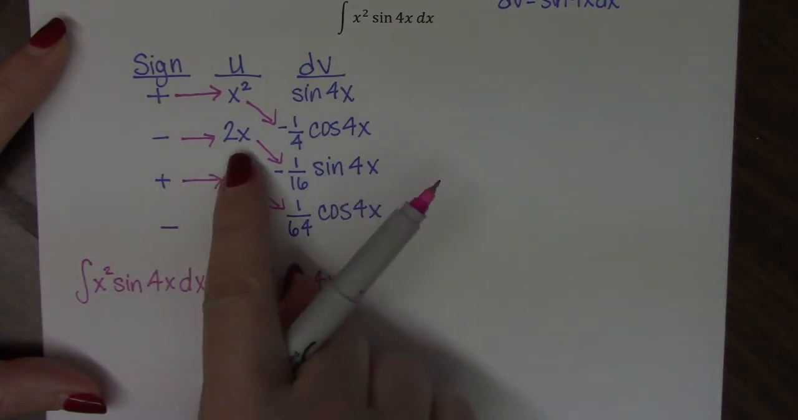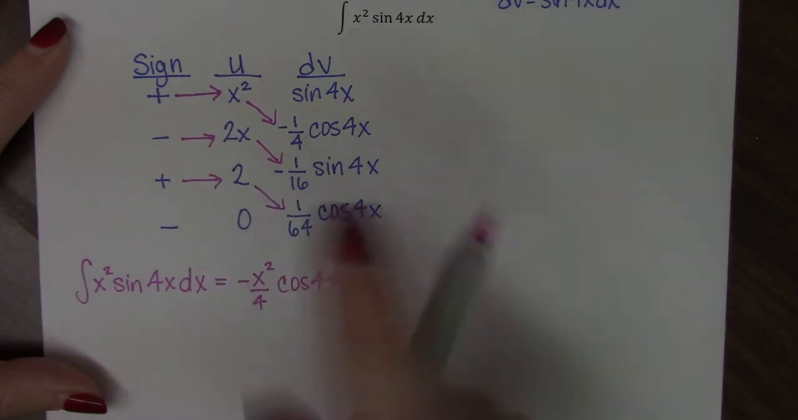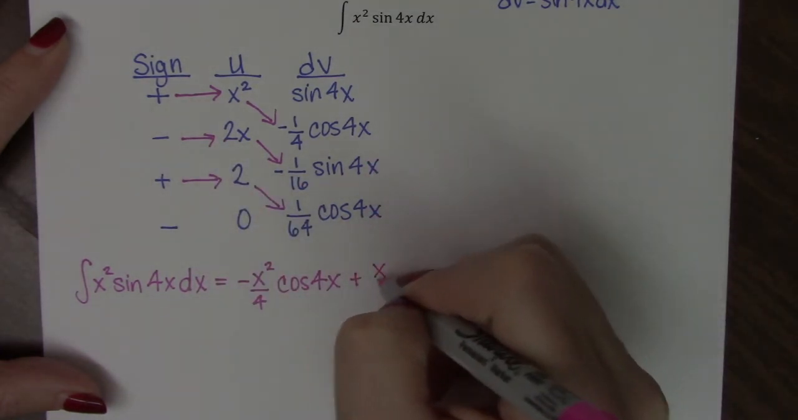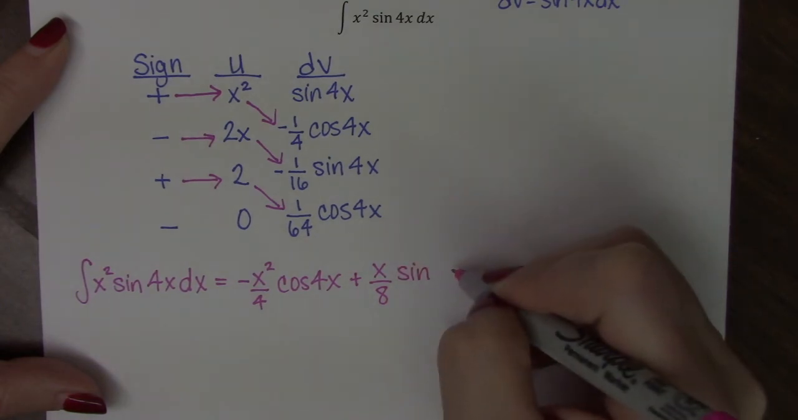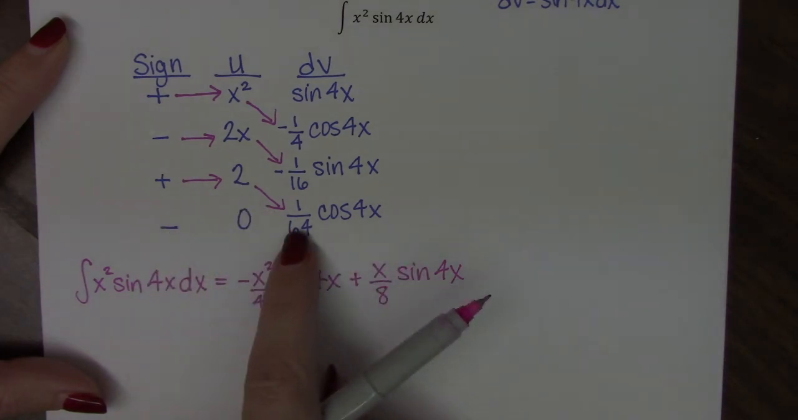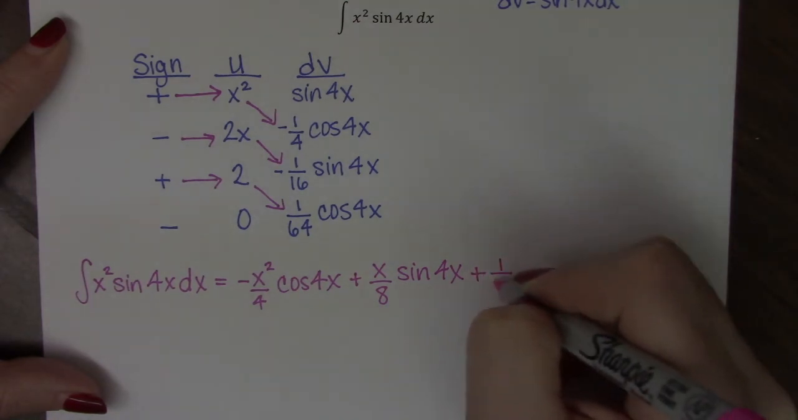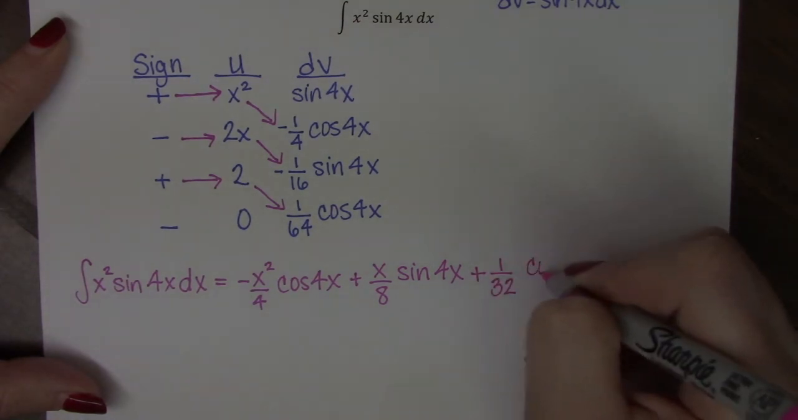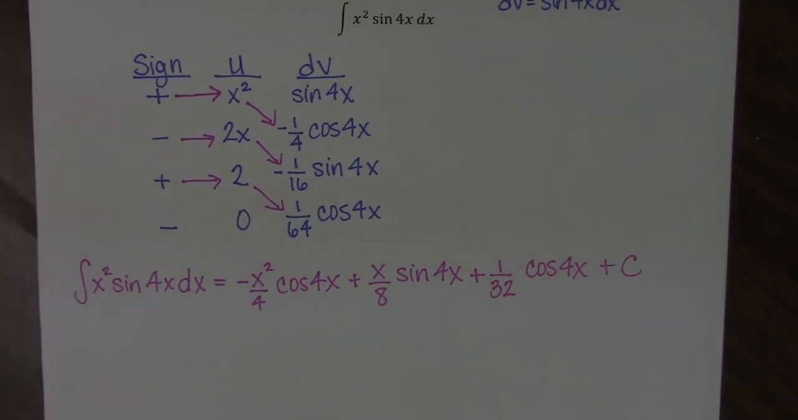Then I go to the next line. I have a negative 2x times a negative 1/16, so the 2 is going to cancel, and I'm going to get positive x over 8 sine 4x. Then the next row says take a positive 2 and multiply it by a positive 1 over 64, so that reduces to 1 over 32 cosine 4x plus c. So I would have gotten the same exact answer if I had done integration by parts by hand 2 times.